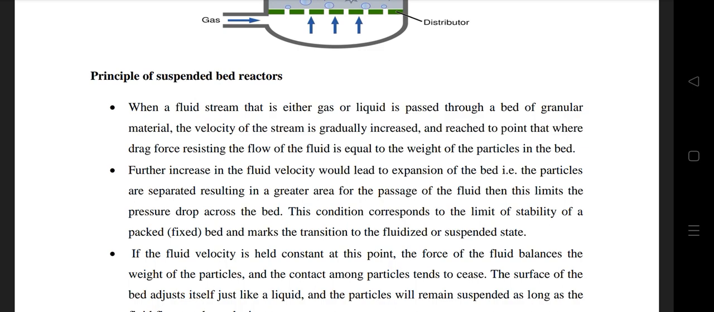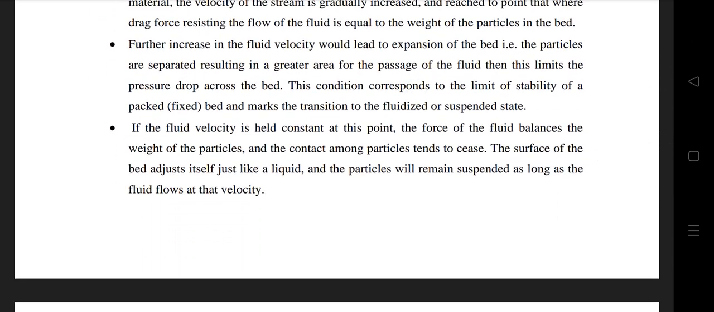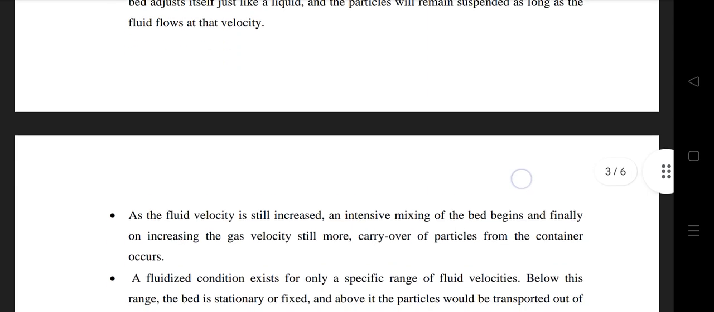This condition corresponds to the limit of stability of a packed bed and makes the transition to the fluidized or suspended state. This is the main principle. This is how the mixing takes place. But if the fluid velocity is held constant at this point, the force of the fluid balances the weight of the particles, and contact among particles tends to cease. The surface of the bed adjusts itself like a liquid, and the particles will remain suspended as long as the fluid flows at that velocity.